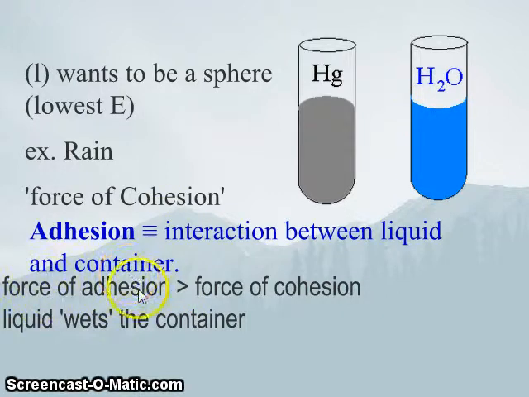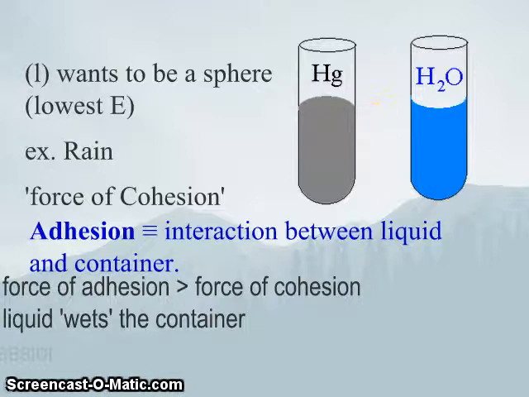So again, force of adhesion means the molecules are attracted more to the container, the attractive force to the container is greater than the attractive force to each other. In the case of water in a glass tube, that force of adhesion is greater than the force of cohesion. That's why the liquid goes up and is like the opposite of a sphere.